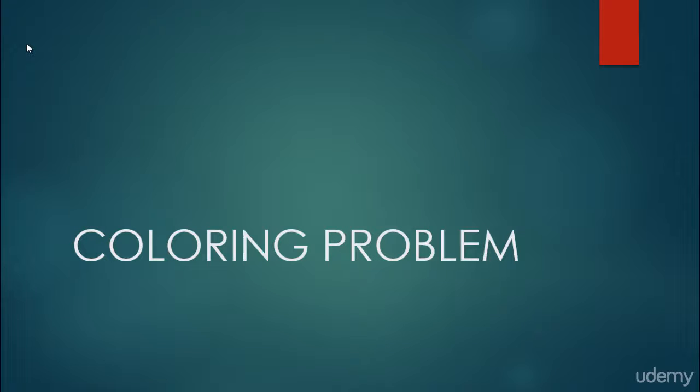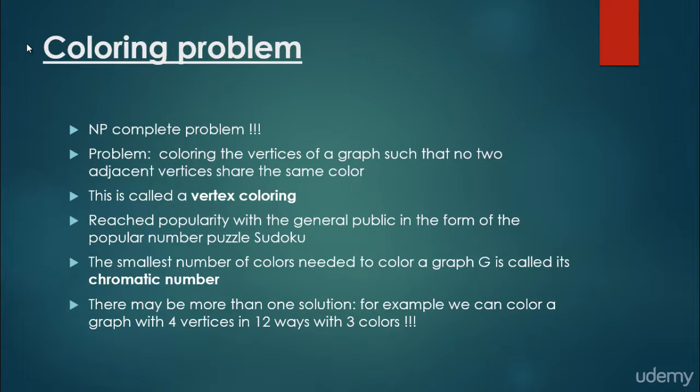Hi, in this video we are going to talk about the coloring problem. So let's get started. What is this coloring problem? It is very hard, a so-called NP-complete problem. The problem itself is coloring the vertices of a graph such that no two adjacent vertices share the same color. This is called a vertex coloring.